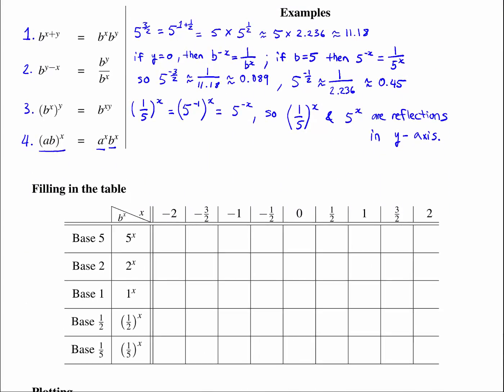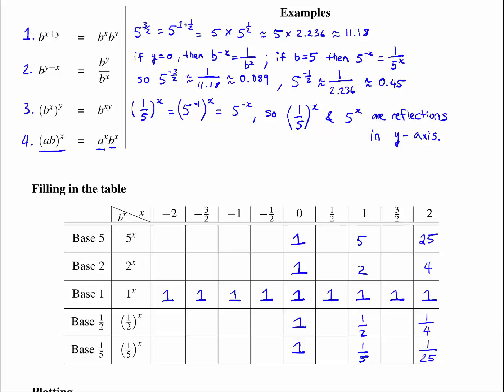What we can do is start off with anything to the 0 is equal to 1, so we have 1s along this column. And then 1 to the anything is 1, so we have 1s along there as well. And then we can just write the base: 5 to the 1 just gives you 5 back, b to the 1 just gives you the base back, so you can write in 5, 2, a half, 1/5. And then the base squared is just 25, 4, 1/4, 1/25. The base to the minus 1 is just the reciprocal, so we have a fifth, a half, 2, 5. And the minus 2 is just the reciprocal of the square, so 1/25, a quarter, 4, and 25.